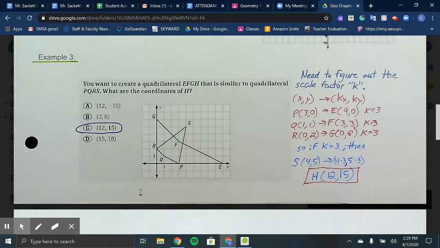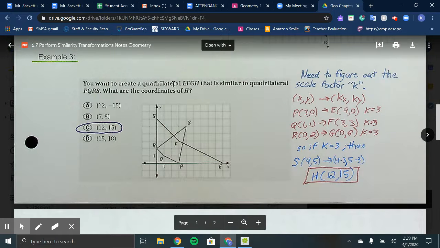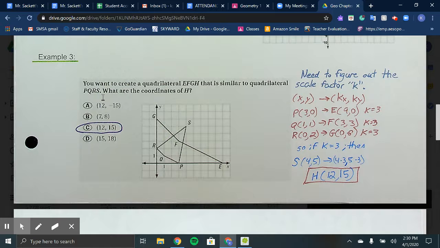So example 3 is if we need to find a missing coordinate based on a diagram. What they're telling us in this diagram is we want to create EFGH so that it is similar to quadrilateral PQRS. They're asking us to find the coordinate that's missing, which is H. Now, when I look at that, I know my corresponding points. E goes with P, F with Q, G with R, and H with S. So I'm going to check what the scale factor is using those corresponding points.